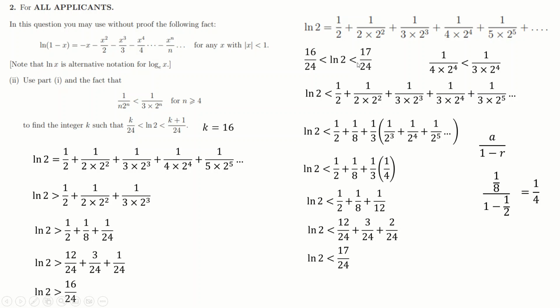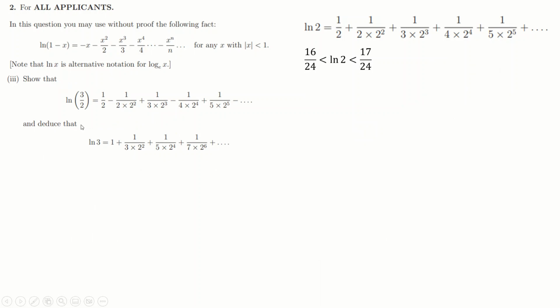So k is 16, and I get this bound. So next it wants me to sort out log 3 over 2. Now this is easier because 1 minus x equals 3 over 2. I can just use x as minus a half, because 1 minus minus a half is 3 over 2.